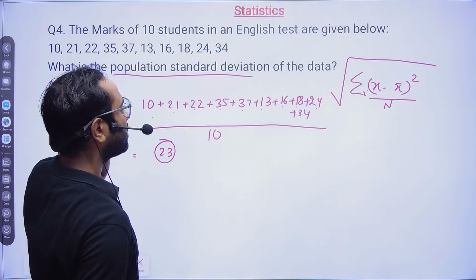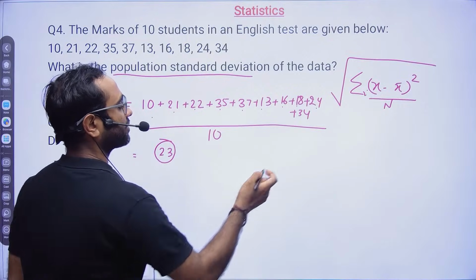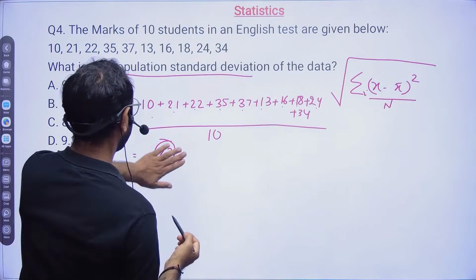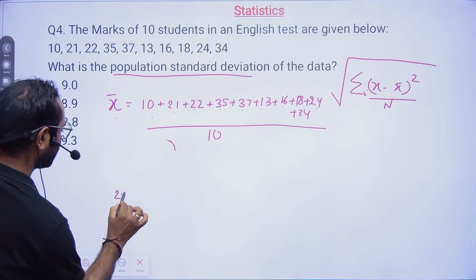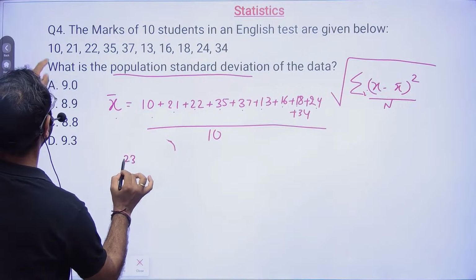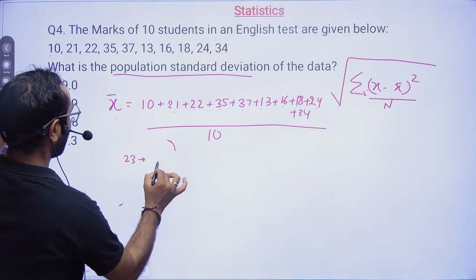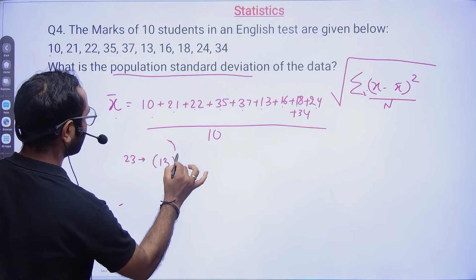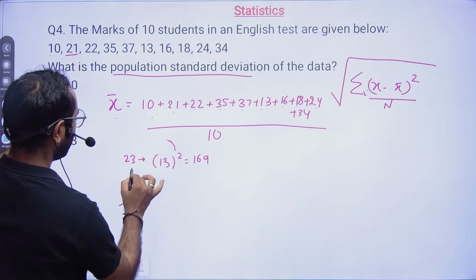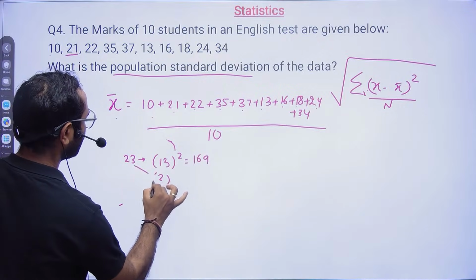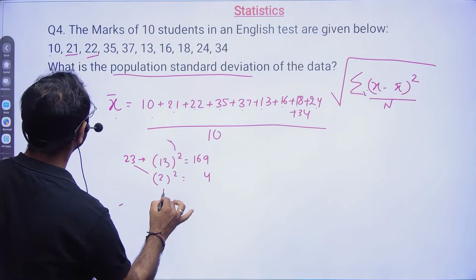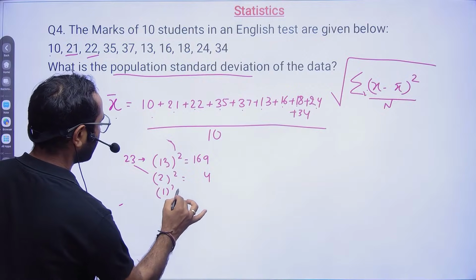Okay, fine. Now we have to find out the deviation, and from that deviation we need to find out the square, right? So here we have 23. Now the first deviation is nothing but 10, so how much deviation? 13. So 13 square, 169. Then 21. So the deviation is 2. So 2 square is 4. Then the third is 22. So 1. So 1 square.